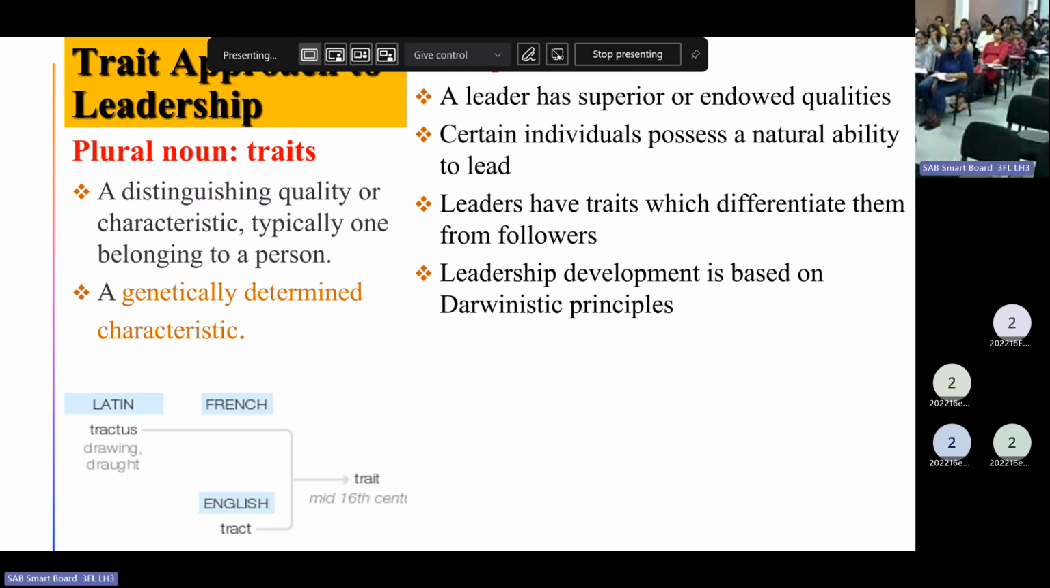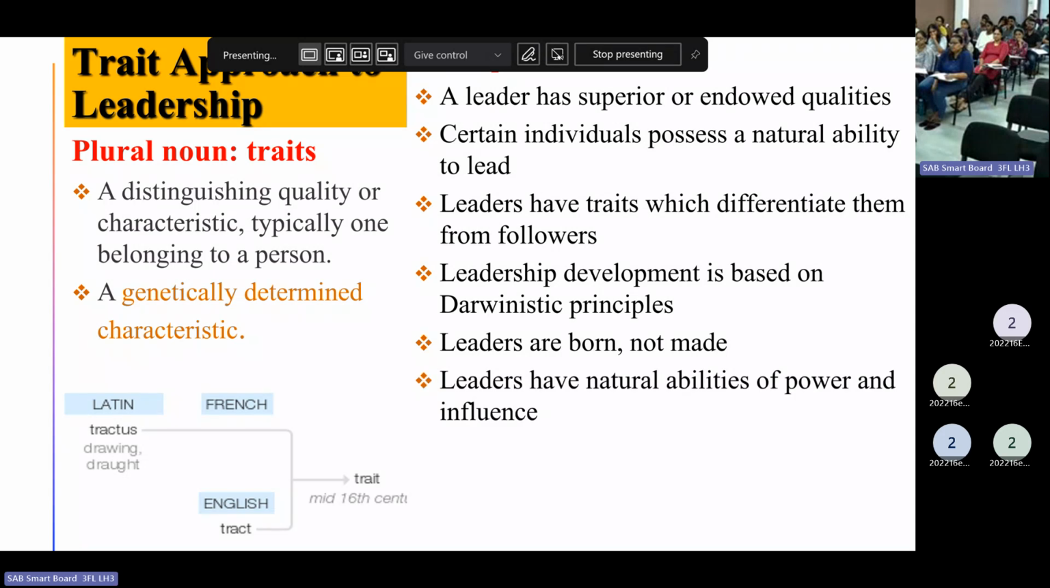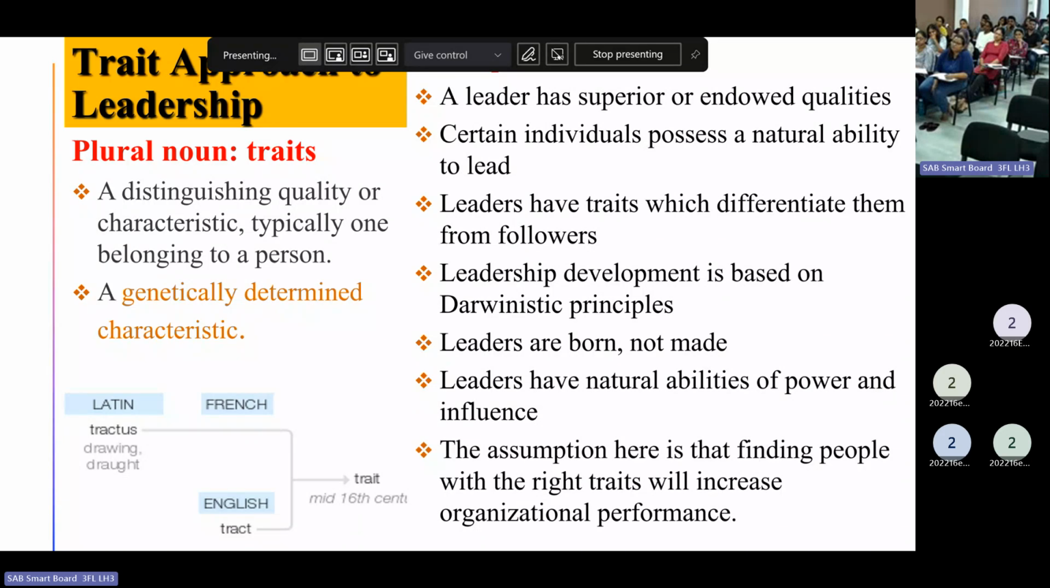Leadership development was based on this principle: leaders are born, not made. Leaders have natural abilities to influence. They thought they are naturally born to influence others. That was the belief, the assumption when finding people.